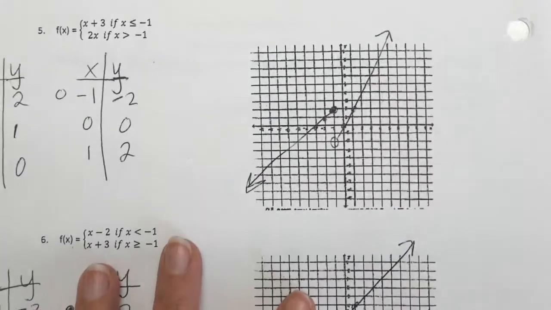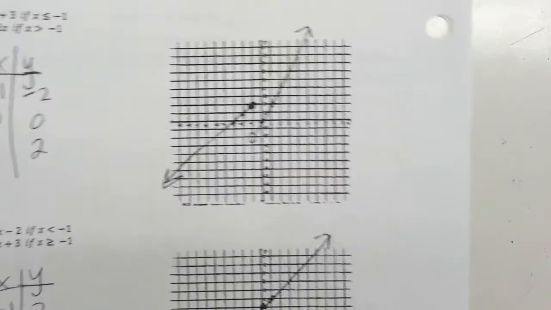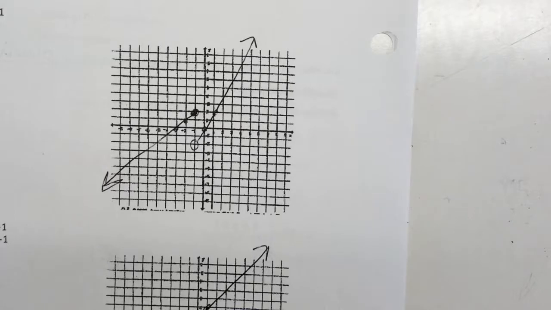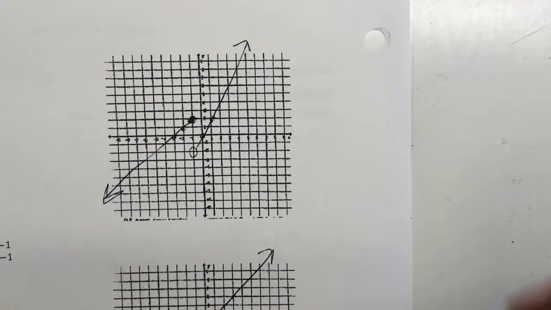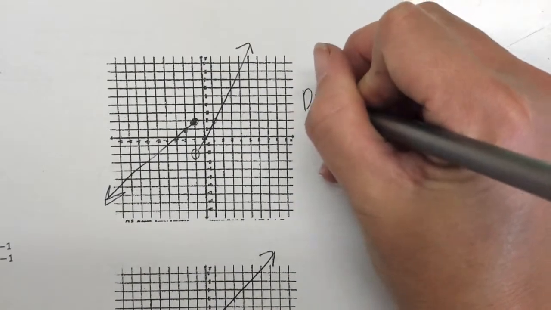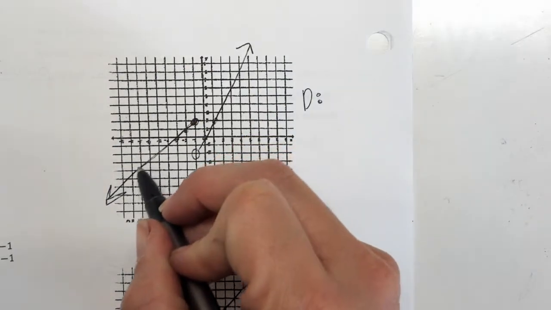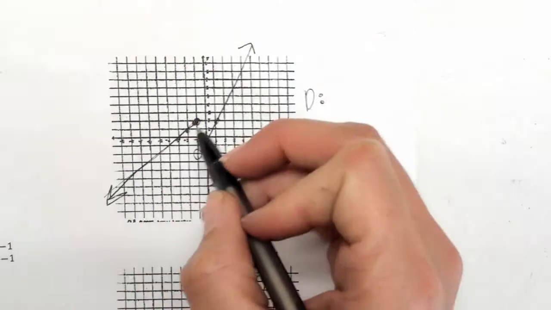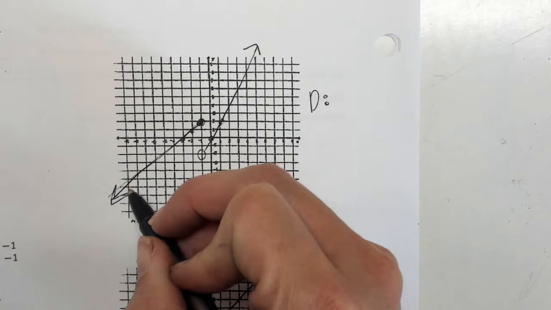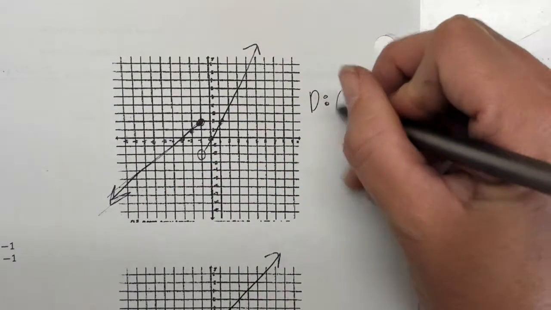Alright, now we're going to describe domain and range for this graph. Again, domain is looking at how far left, how far right. Okay? So how far left is this graph going? Yes. See how this is going to go left forever? Everybody with me? Yes, ma'am. So this will be negative infinity.